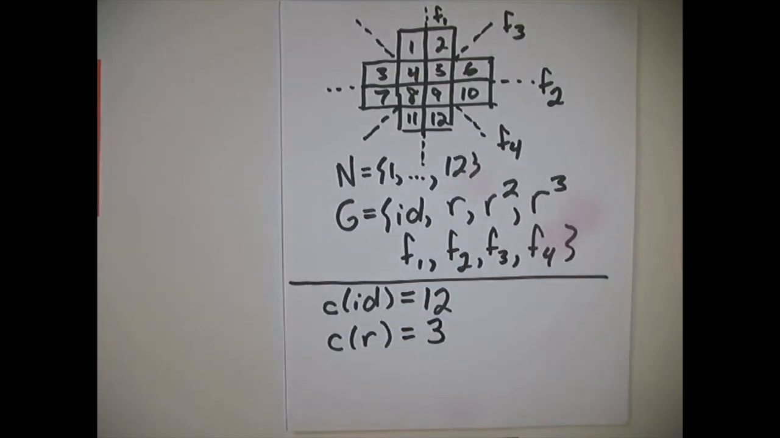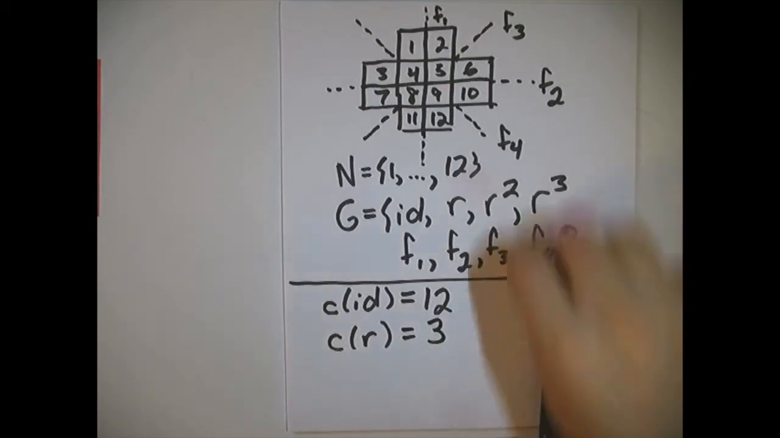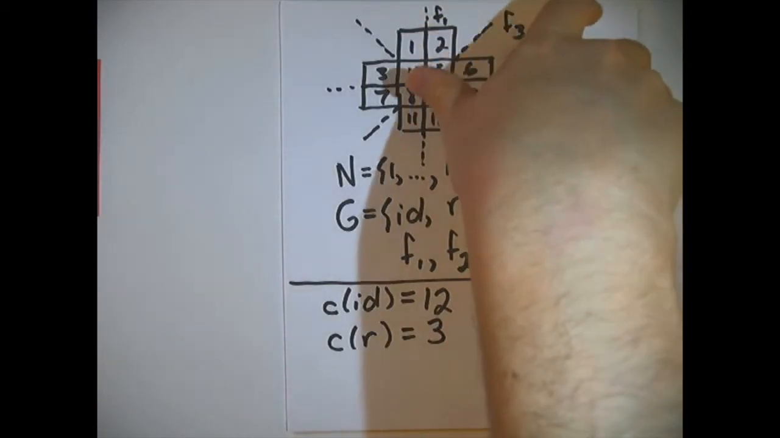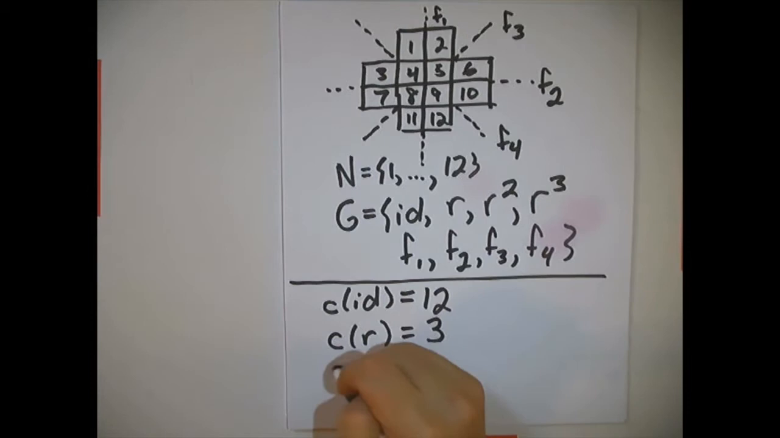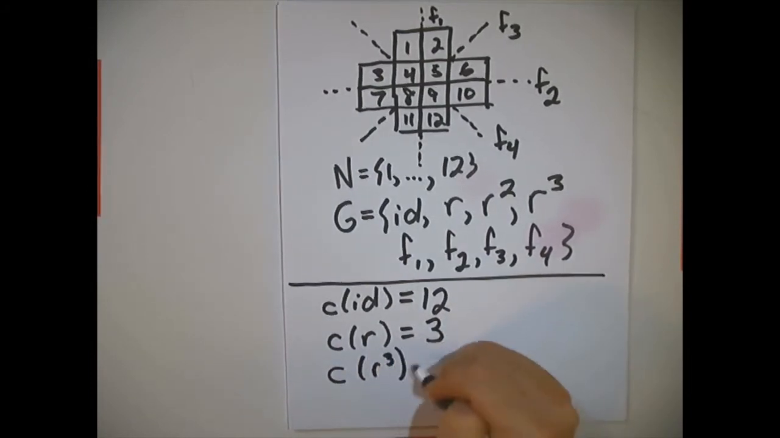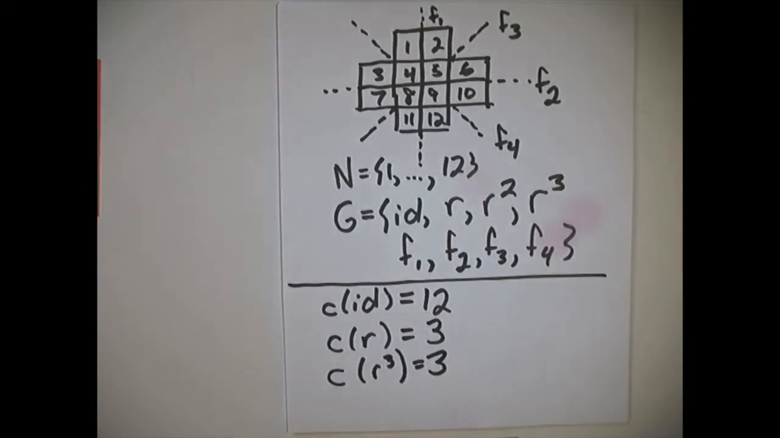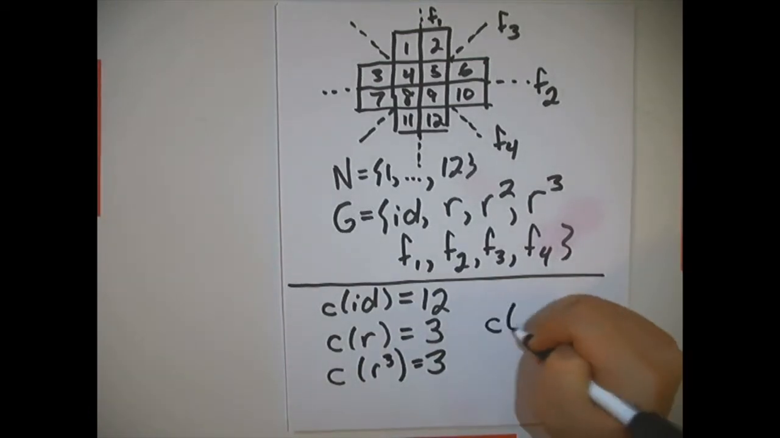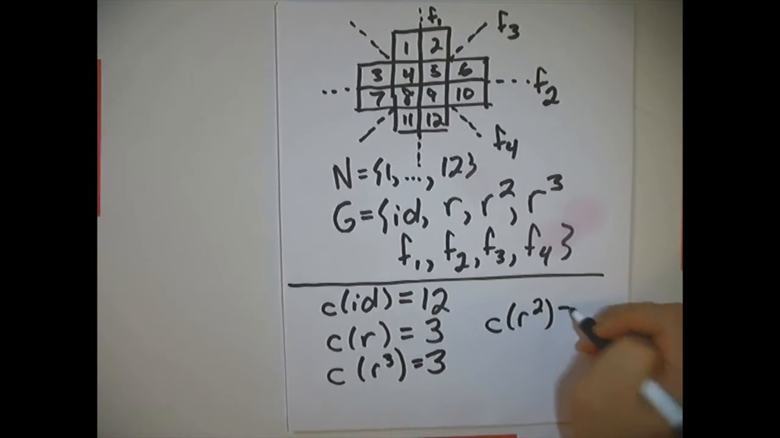And by the same logic, because r cubed is actually just rotating counterclockwise instead of clockwise, C of r cubed is also going to be 3. In fact, the orbits will be exactly the same. Okay, last up, let's think about C of r squared.